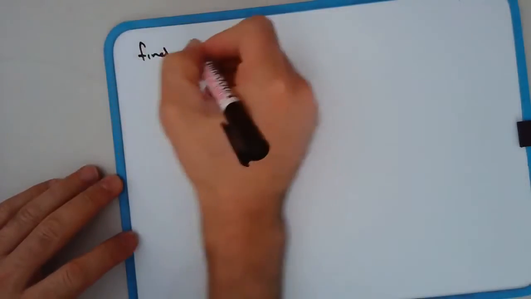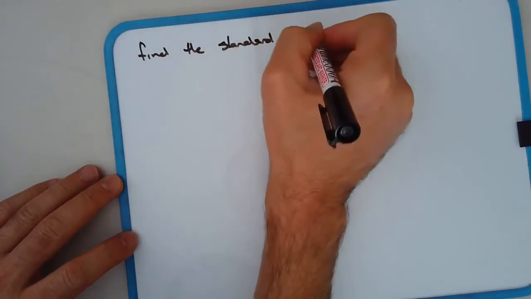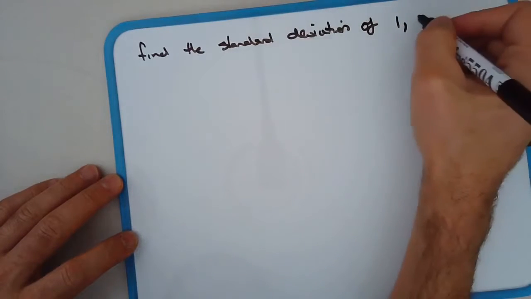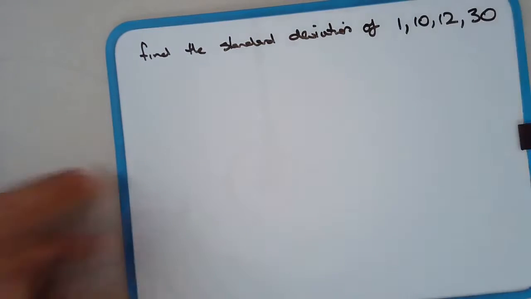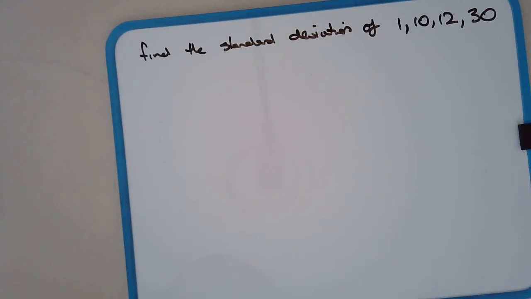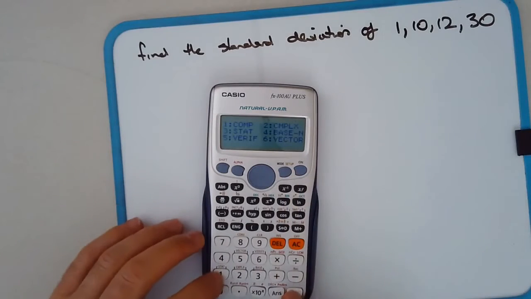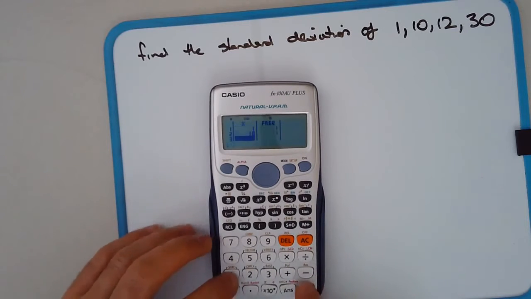Of course we can. Let's pick another random set of numbers. Find the standard deviation of, I don't know, 1, 10, 12, and 30. Of course, we can use stat mode on the calculator, and we can do that just so we can see whether we're doing the right thing or not.